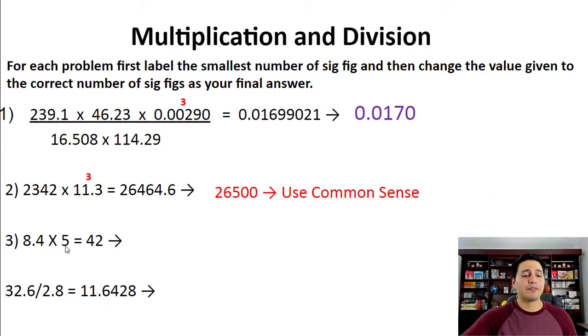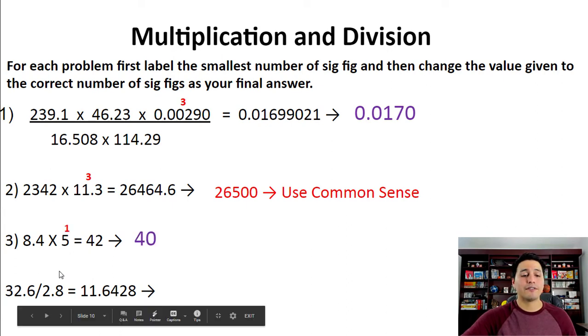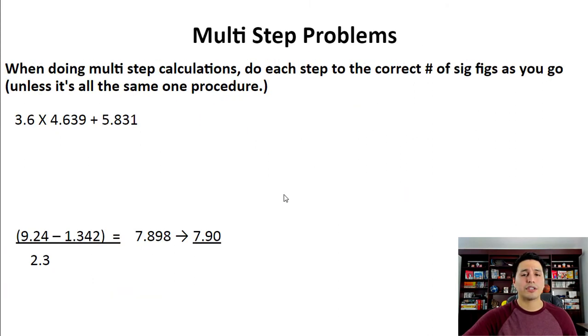Next, we got 8.4 times 5. In this case, we have 1 sig fig times 2. Our final answer should only contain 1 sig fig. This next problem is 32.6 divided by 2.8. This one has 2 sig figs while this one has 3 sig figs. So we're going to stop over here on the second significant number. We're going to look to the right. It's greater than 5, so then our answer is just going to become 12.